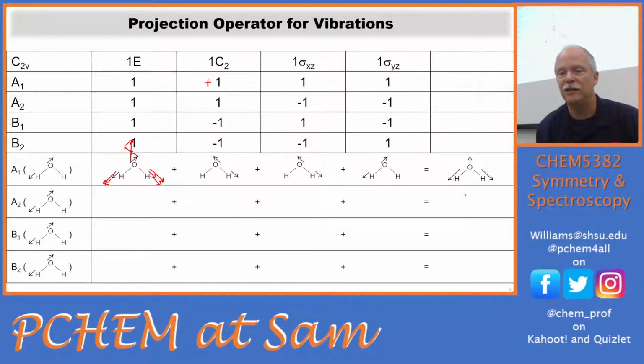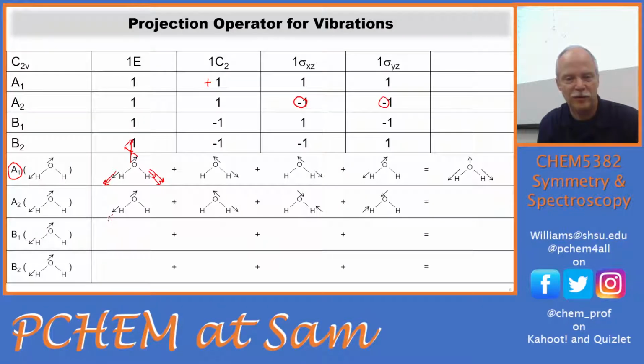Isn't that nice? This is my arrow diagram for the A1 vibration. That's cool. Okay. Does that make sense? Okay, now let's do one that's A2. So the E gives me the same picture. The C2 gives me the same picture, but it's on the other bond. And then the -1 under this, we have a reflection which moves the arrows, and the -1 changes their direction. And then this one stays put on the first OH bond, but the -1 makes them change direction.